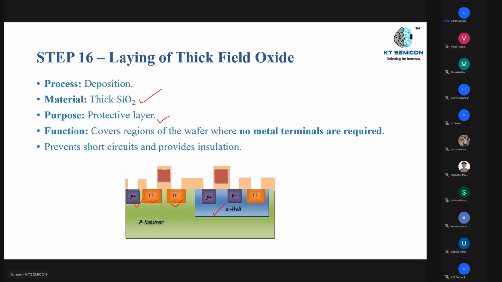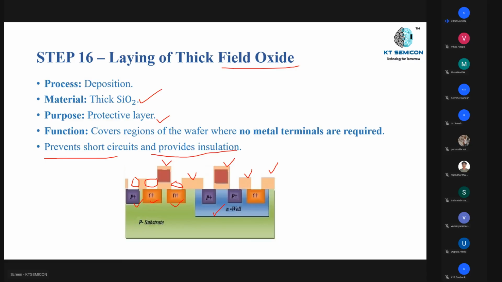Wherever we do not require the metal, because this place is mainly used to create the terminals, right? While we are depositing the metal, this space is used for depositing the terminals. So the remaining space we fill with SiO2. And this is how we are creating one field oxide, and it prevents short circuits and provides insulation.